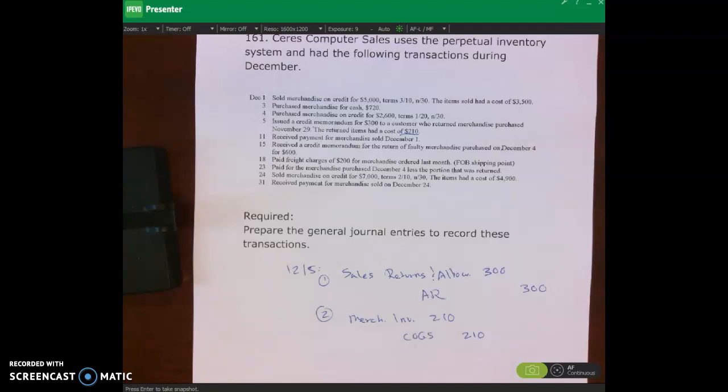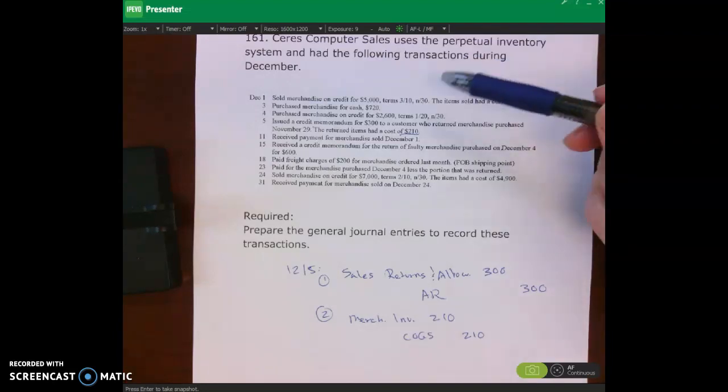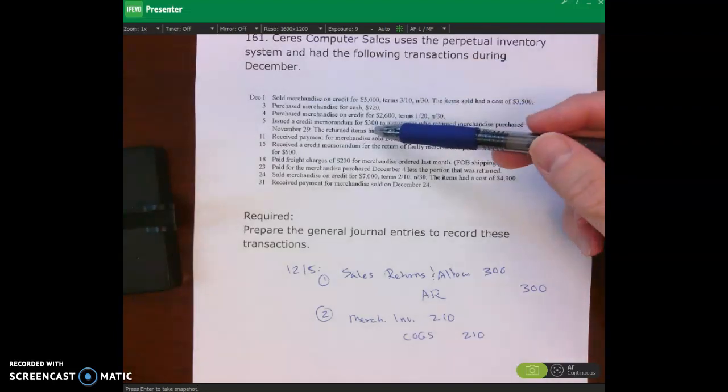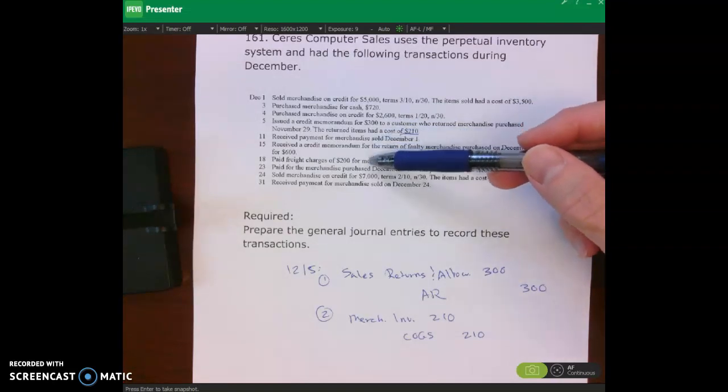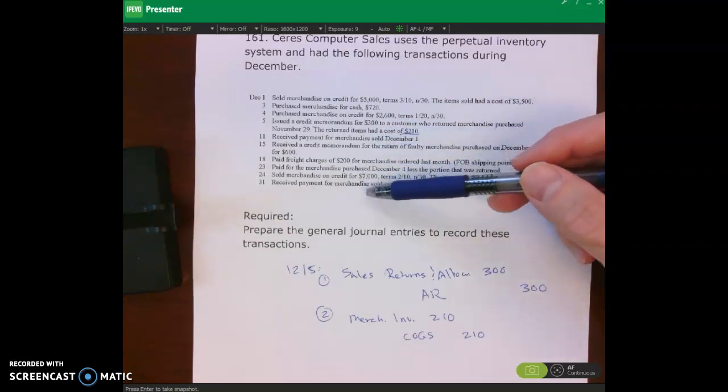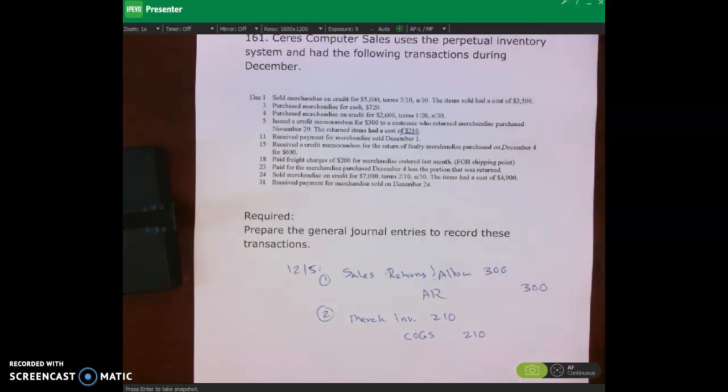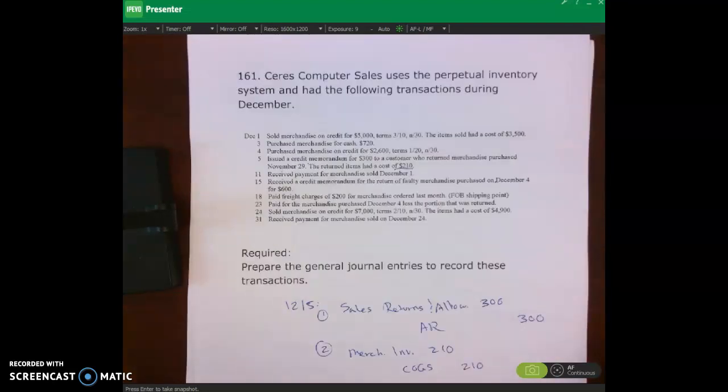So with that, why don't you go ahead and finish the 11th, 15th, 18th, 23rd, 24th, and then 31st, and then we'll come back and check it. Okay. Thanks. Okay, so let's look at the 11th here.